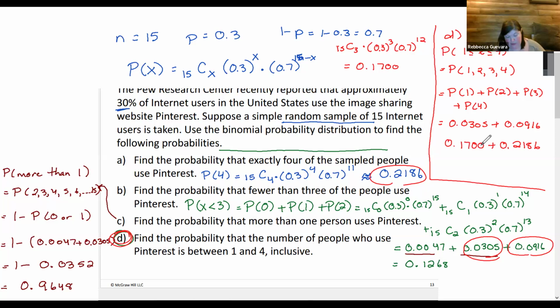So that is going to be 0.1700. So once again, if I add all of those together, the probability that 1 out of 15 people uses Pinterest is 0.0305, that 2 people out of 15 use Pinterest is 0.0916, the probability that 3 out of 15 people use Pinterest is 0.17, and the probability that 4 out of 15 people use Pinterest is 0.1286.